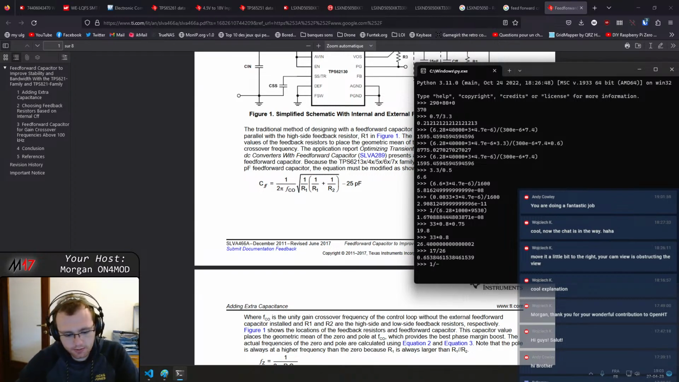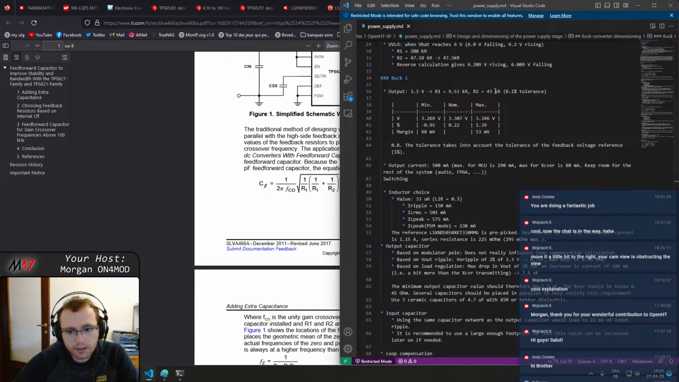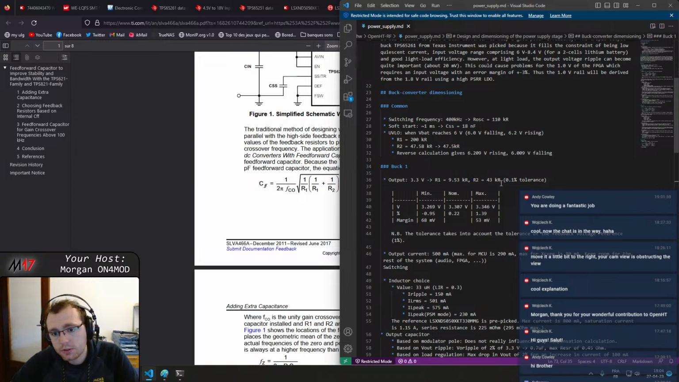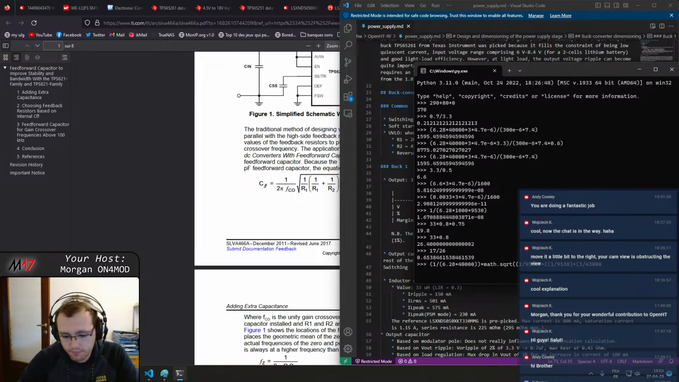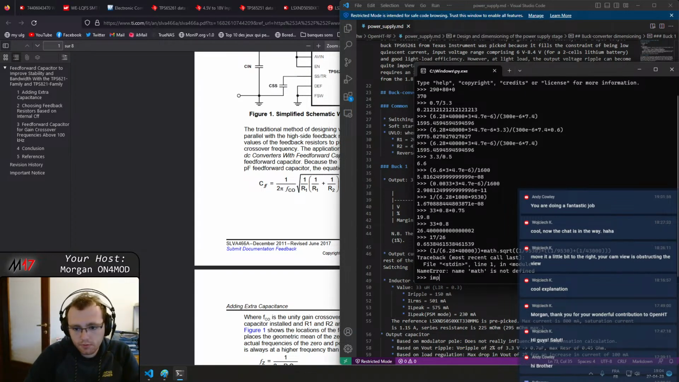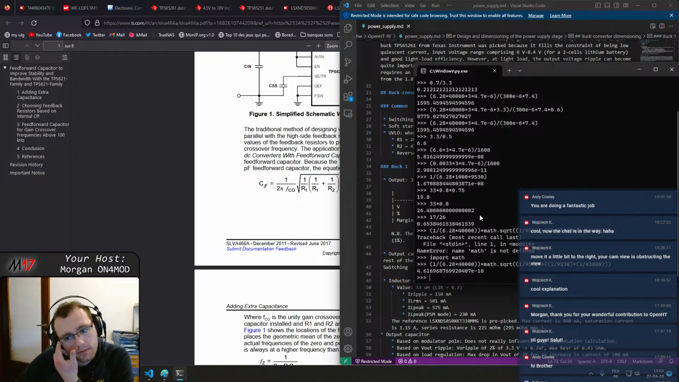1 divided by 6.28 times 40k multiplied by the square root of 1 divided by R1, which is 9,530, times 1 divided by R1 plus 1 divided by R2, and R2 it's 43k. And of course, so I have 460 picofarad.